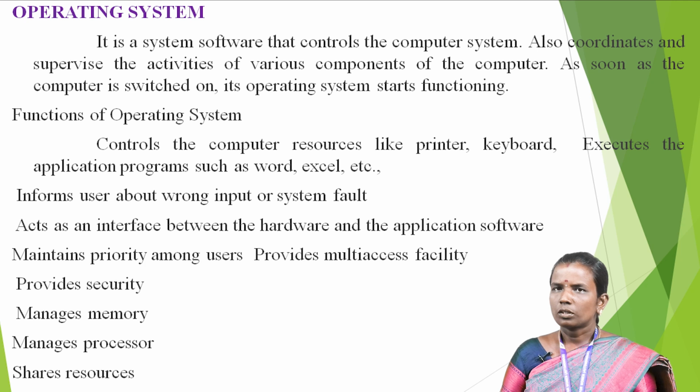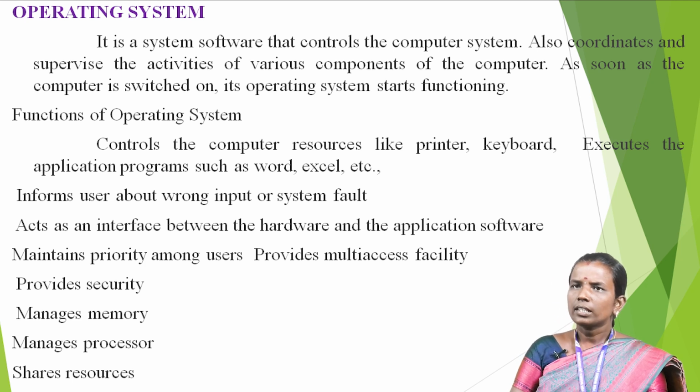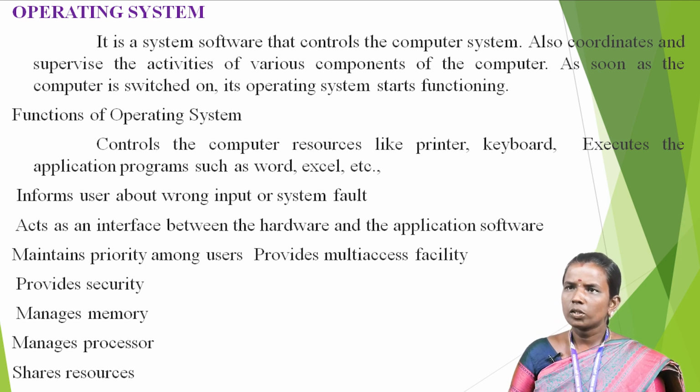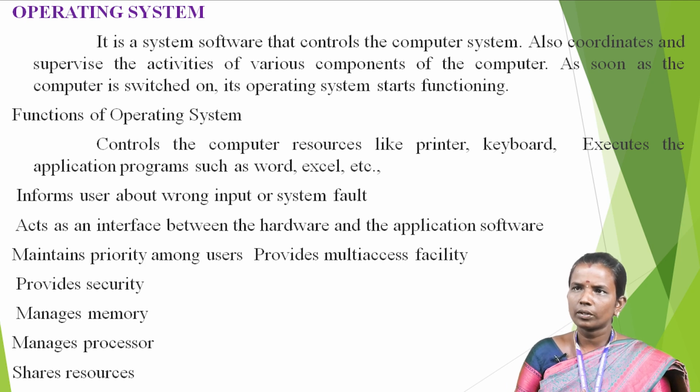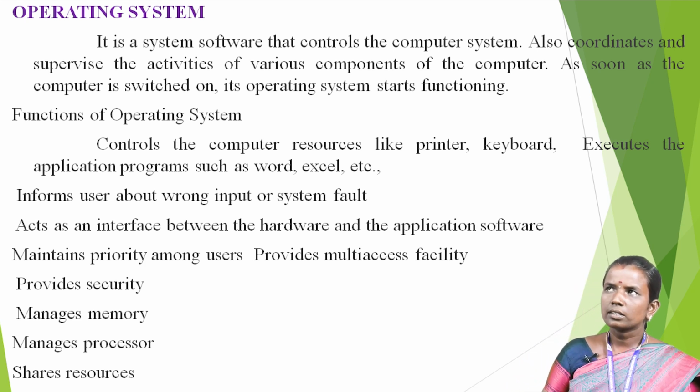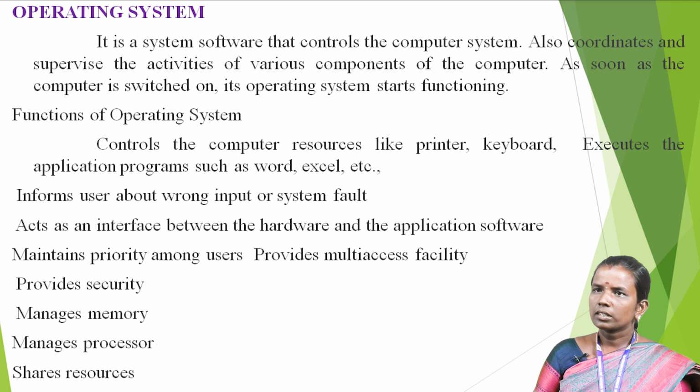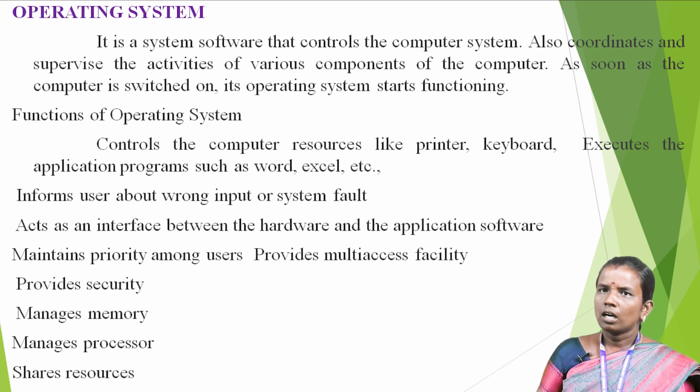Then operating system. It is a system software that controls the computer system, and also coordinates and supervises the activities of various components of the computer. As soon as the computer is switched on, its operating system starts functioning. Functions of operating system. First one, controls the computer resources like printer, keyboard.